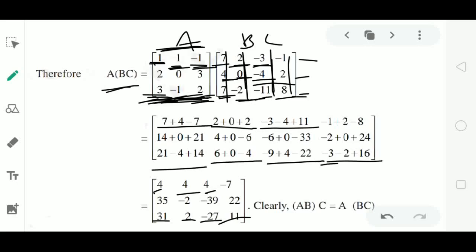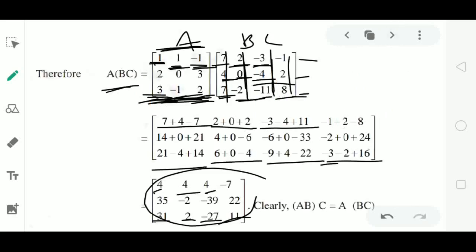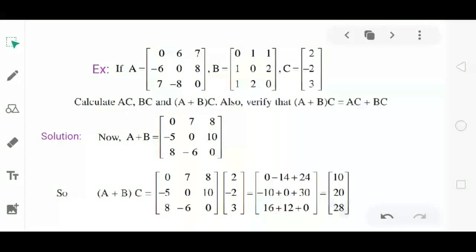Now compare the matrix A into BC with AB into C. Both the matrices are same. Then we conclude that AB into C equals A into BC. That is, matrix multiplication satisfies the associative property. Next, let us verify the distributive property.